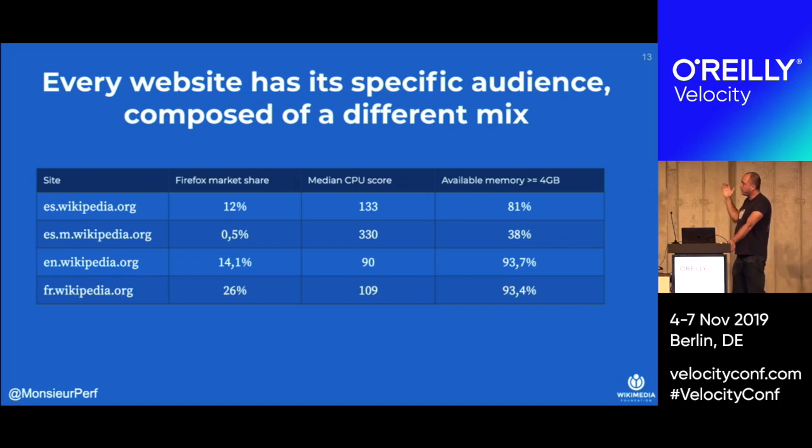And then the Firefox market share, for example, is hugely different between those two languages, and so is the median score for CPU performance and available memory. What that means is, if you look at the performance metrics for Spanish Wikipedia and French Wikipedia, if you're looking at them globally, you're comparing apples and oranges, because the mix of devices and the mix of user agents is completely different. So that also applies to you if you're comparing yourself to, say, competitors.